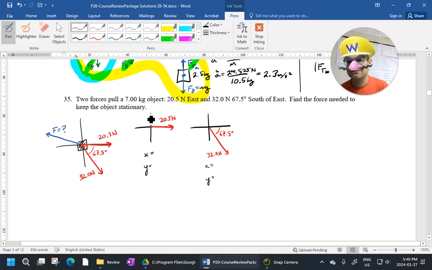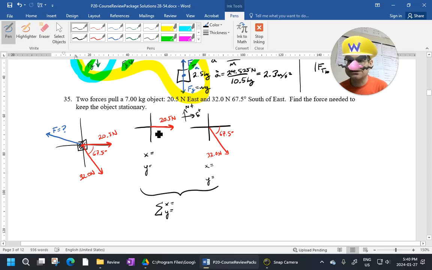Any sign convention, let's just say that up and to the right, north and east, are both positive. Then I'm going to add these together as a sum of my x's and y's, just for these pieces, so I can figure out what I need to cancel them out. That's what my equilibrium is going to be.